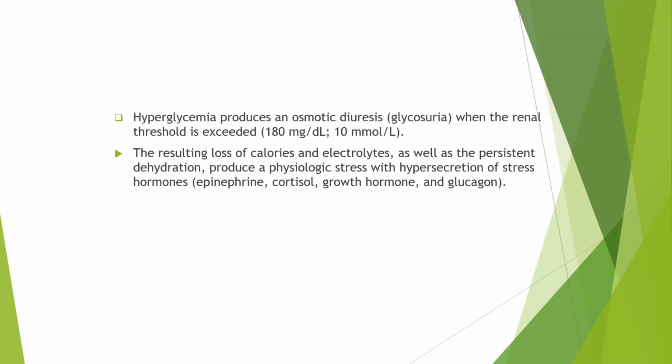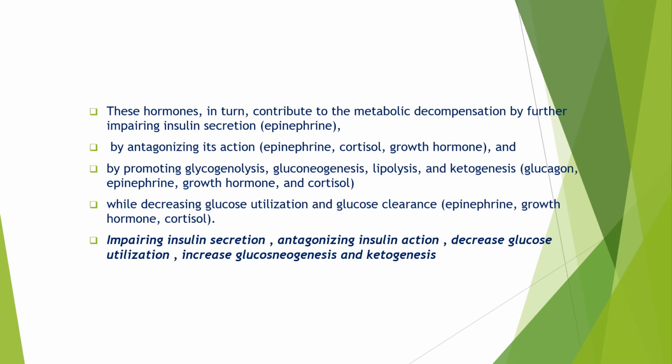Hyperglycemia produces an osmotic diuresis or glycosuria when the renal threshold is exceeded at around 10 millimole per liter, or when our blood glucose level exceeds 180 milligram per deciliter. The resulting loss of calories and electrolytes as well as the persistent dehydration produce a physiological stress with hypersecretion of stress hormones such as epinephrine, cortisol, growth hormone, and glucagon. These hormones in turn contribute to the metabolic decompensation by further impairing insulin secretion, for example by epinephrine, and also by antagonizing its action. Epinephrine, cortisol, and growth hormone antagonize insulin action, and also by promoting glycogenolysis, gluconeogenesis, lipolysis, and ketogenesis.